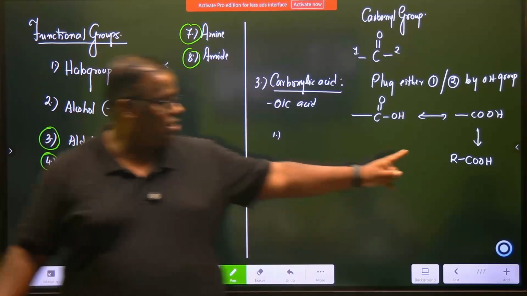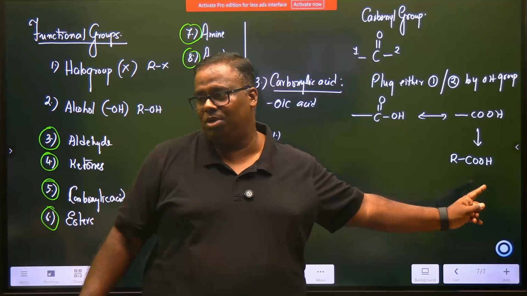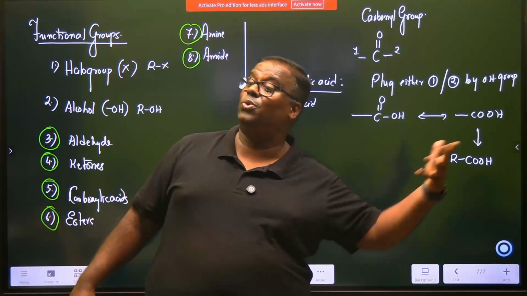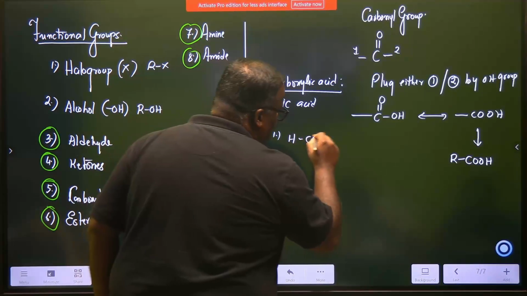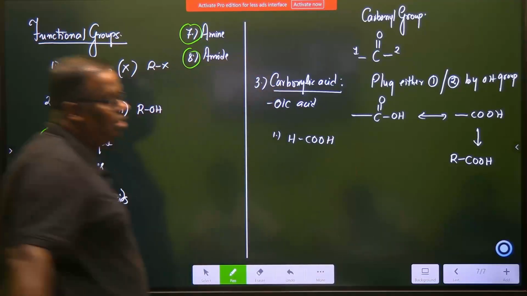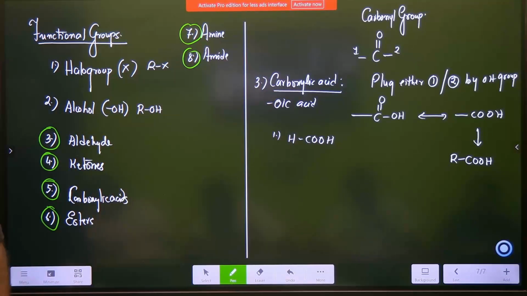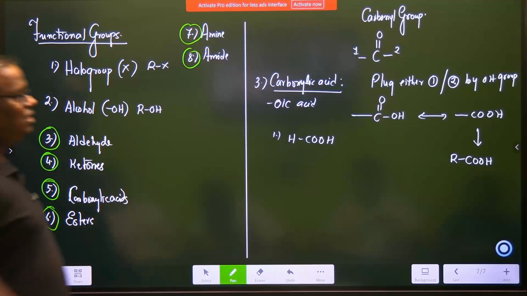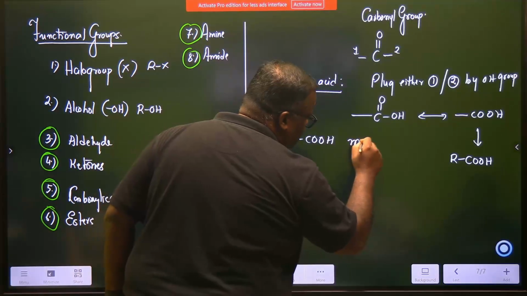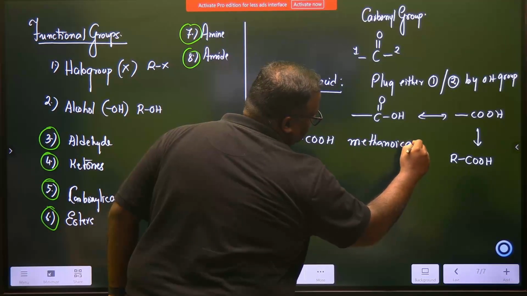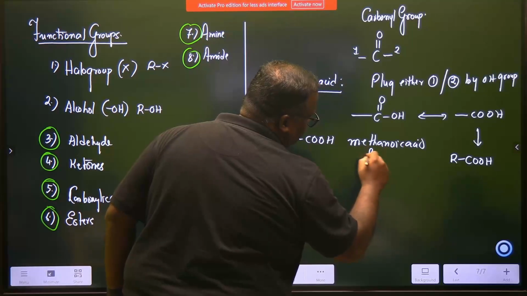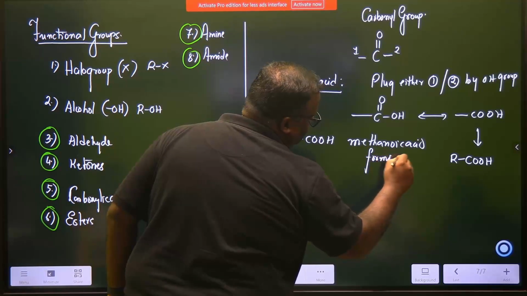So you can't put a CH3 out here. If you put a CH3, it becomes CH3COOH. So we will put only a hydrogen. Hydrogen with it, HCOOH. And this is known as my first member, which is methanoic acid. Methanoic acid, also known as formic acid.